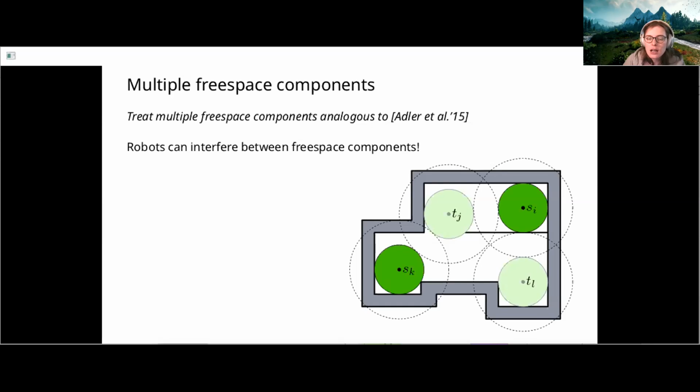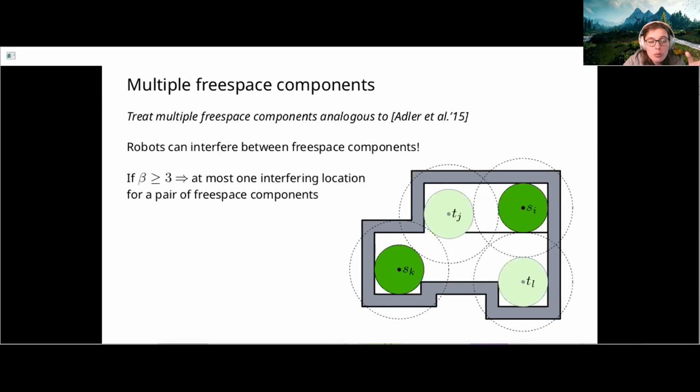It's a similar idea as this example of beta less than 3 blocking. So the robots can interfere, but because we have now beta at least 3, we cannot make it such that both the starting position and the target position interfere with another free space component at the same time. So if beta is greater or equal than 3, then if there is a robot in Tj, we could undo some of the moves until it's freed up.